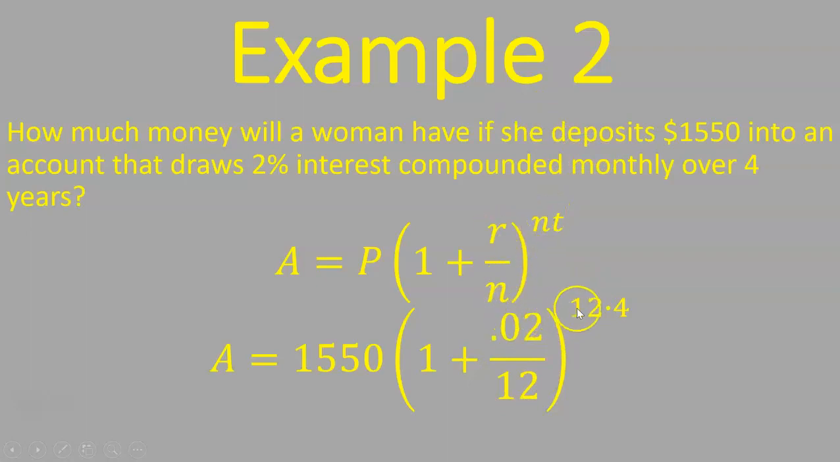Otherwise, it's pretty straightforward. The R is 0.02. The number of years is 4. Your principal is $15.50. And again, she doesn't make a whole lot of money here because it's a relatively low interest rate over a course of relatively a small amount of time. But regardless, you should end up with more money than what you started with.